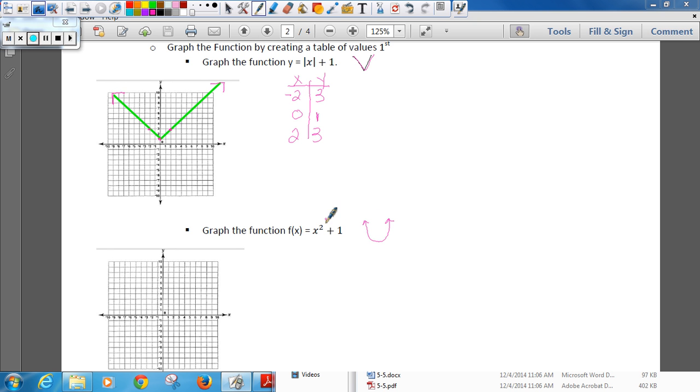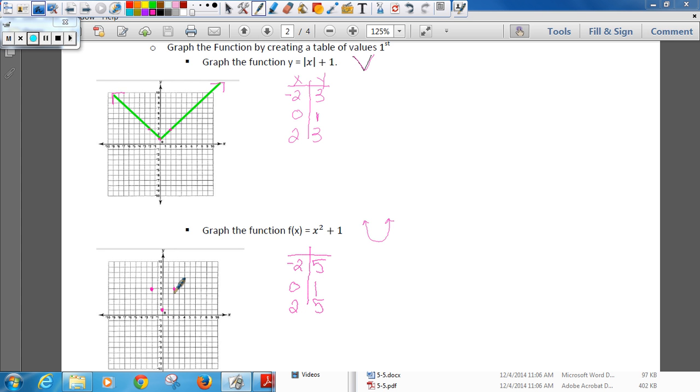The next one then is an x squared, so it is going to be a parabola. Again, I make my table. I'm going to need some on both sides, so I'm going to use, again, -2, 0, and 2. Those are easy numbers for me to work with. -2 squared is 4, plus 1 is 5. 0 squared is 0, plus 1 is 1. And 2 squared is 4, plus 1 is 5. So we have -2, 5. We have 0, 1. And we have 2, 5.